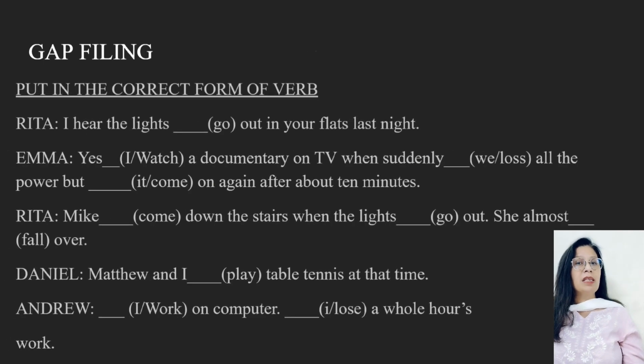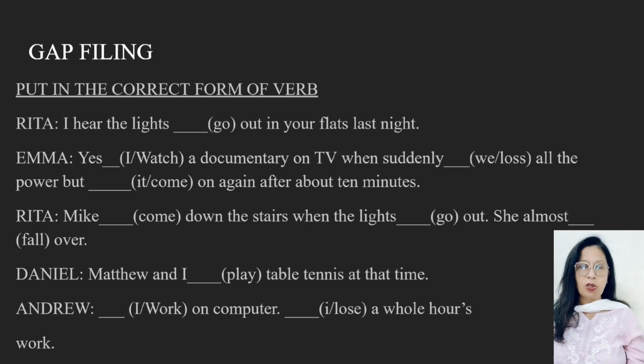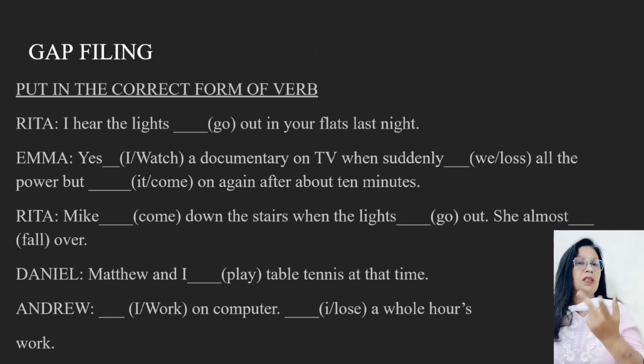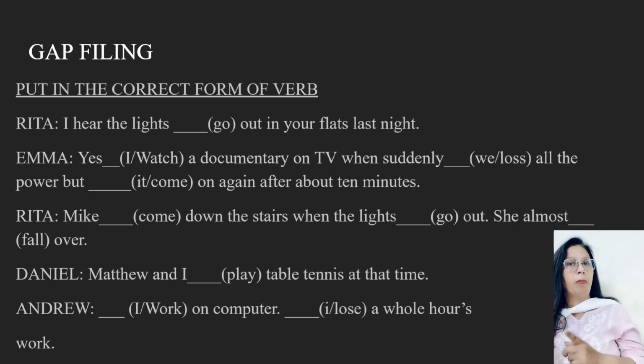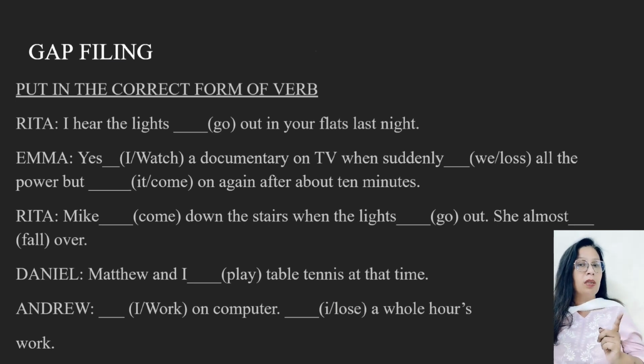Now, you can see that an exercise is given. First of all, in this exercise, there is a conversation between two persons, Rita and Ima. Okay, and what is Rita saying? She is saying, I hear the lights dash go. Go is given in brackets, and lights dash go out in your flats last night. So as I have told you that sometimes hints are given to you, in this sentence the hint last is given.